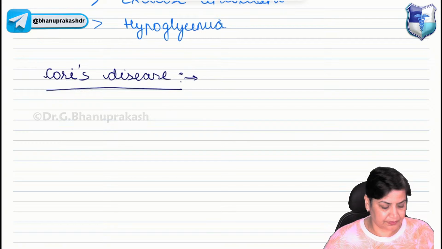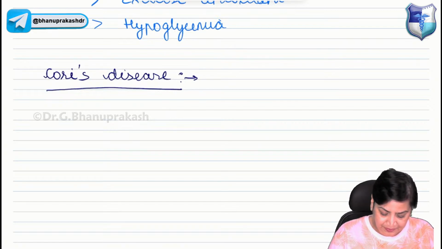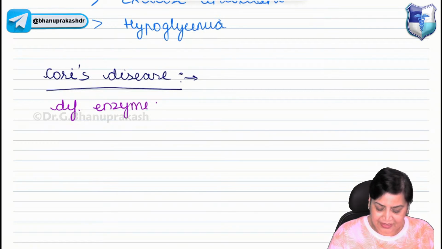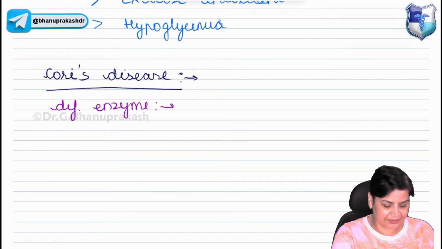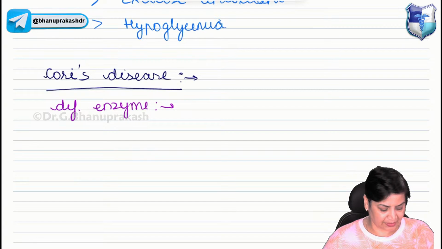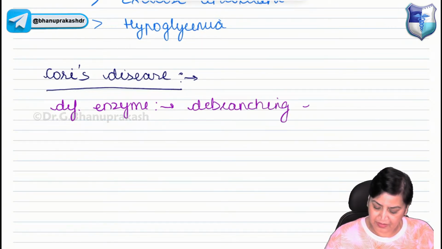Clear? So in Cori's disease, what is the deficient enzyme? You can look at the table and tell me. Deficient enzyme is, quickly tell me. Okay, I'll write. It is debranching enzyme. Right?